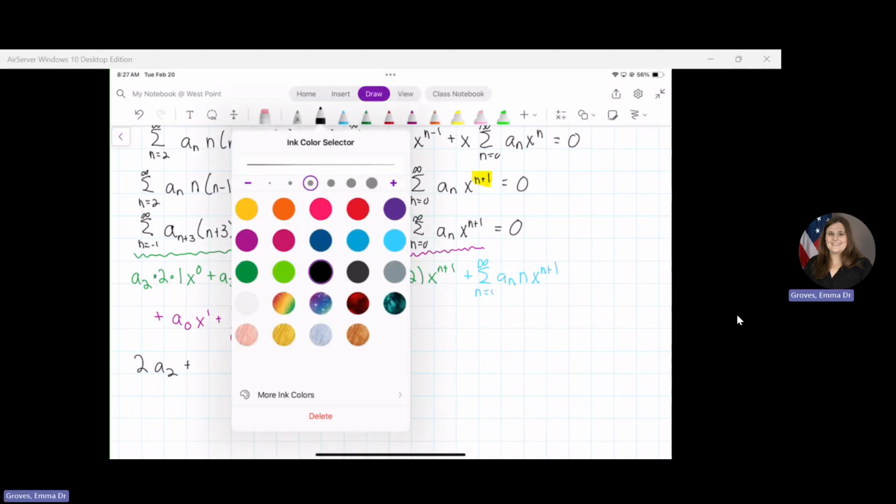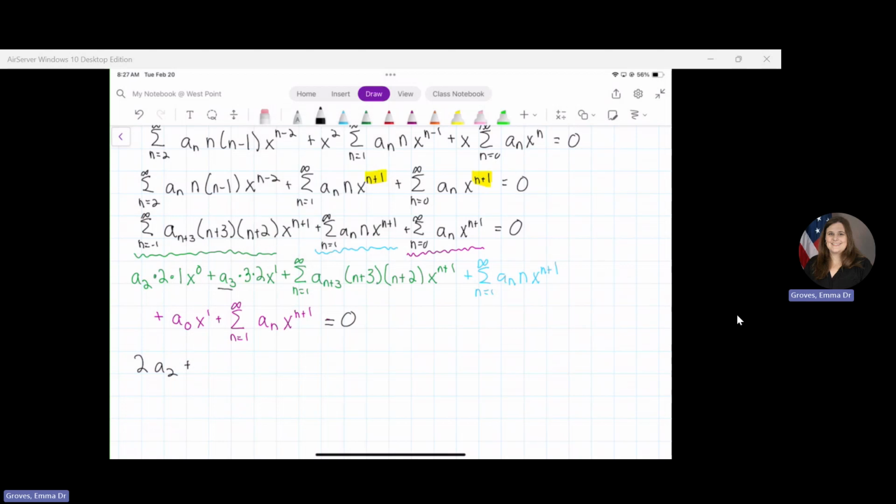Now let's look at the linear terms. So I've got this term and this term that are linear. So that's going to be 6a3 plus a0, all times x. So I grouped those linear terms together and then factored out the x.